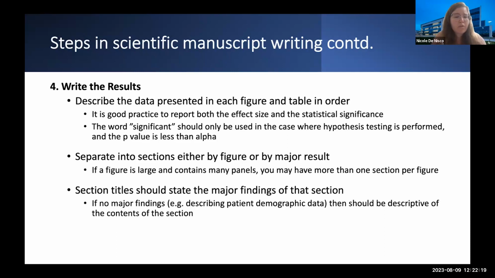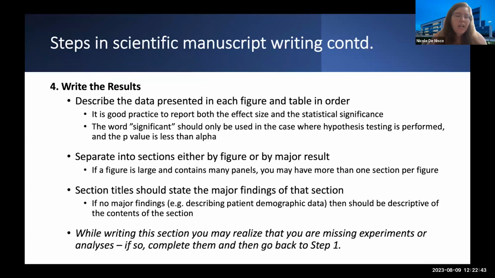And then sometimes there's not going to be a major finding in a section, like maybe you're just describing patient demographic data or something like that, or you're describing the set of genomes that you use in an analysis. Then the title should be descriptive of the context of the section. So basically, the reader should know what to expect to see in that section when they read that section heading. And so I usually have them as statements.